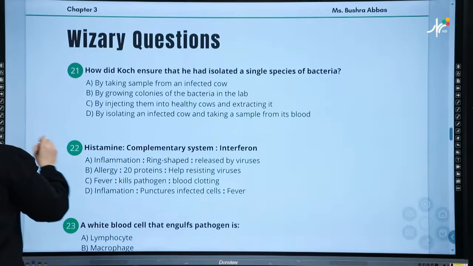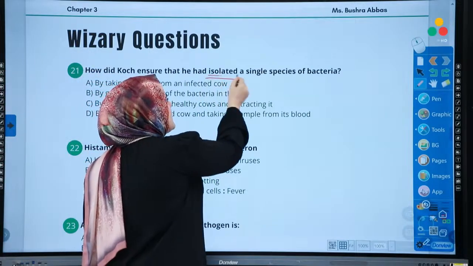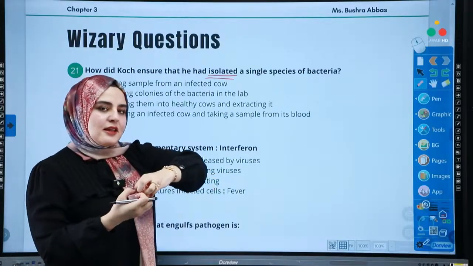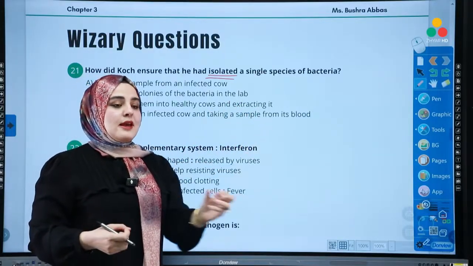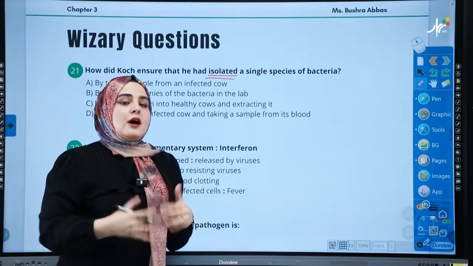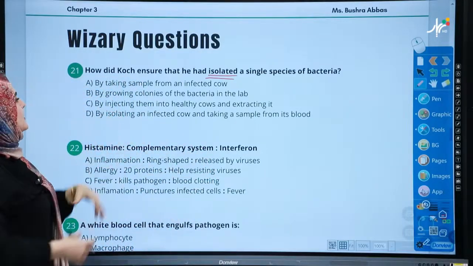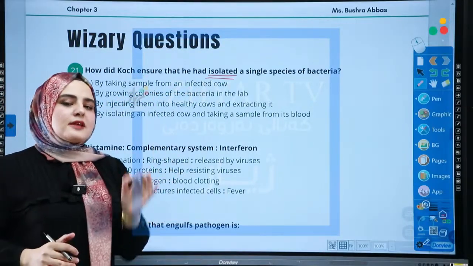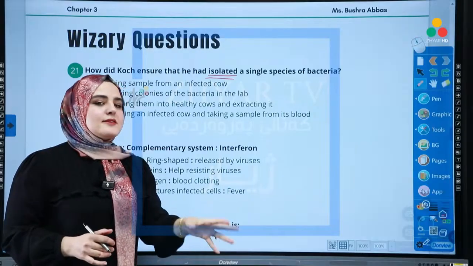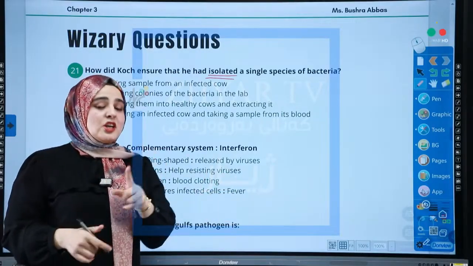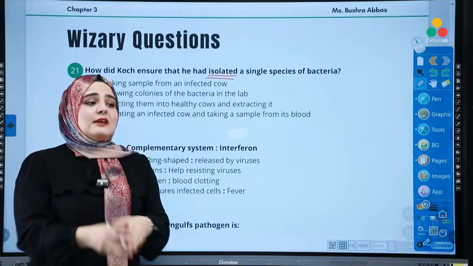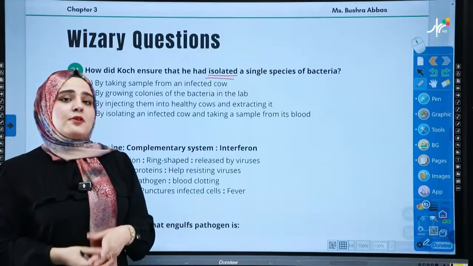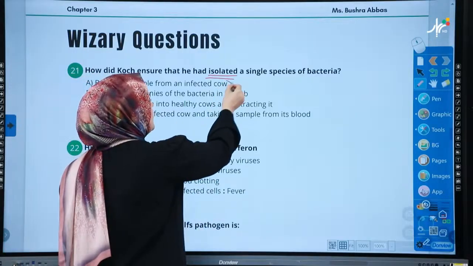Isolated single species, when we use this word in biological terminology, we're talking about separating a bacterium from all the other types of microorganisms and making it a pure sample. How do we do that? Let's see. How did he do it? It says by taking a sample from an infected cow. Hear me out. If you take a sample from anything, that sample contains a lot of bacteria, not only one. So it's not helping. Taking a sample directly, it contains cells, debris, a lot of bacteria, maybe other types of microorganisms too. So that is not isolating.